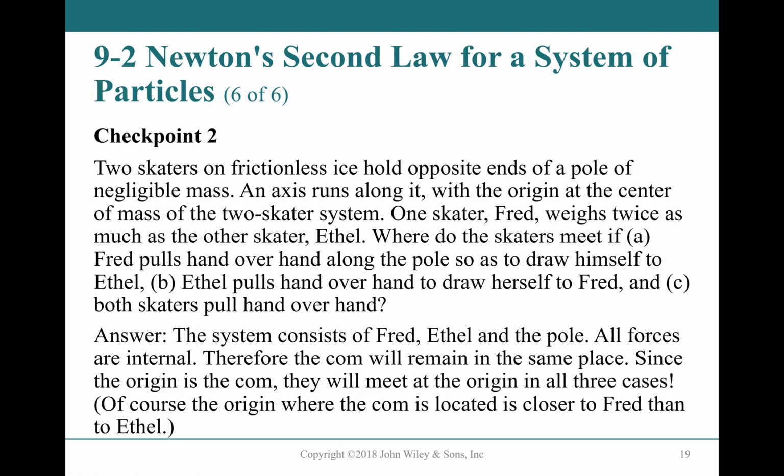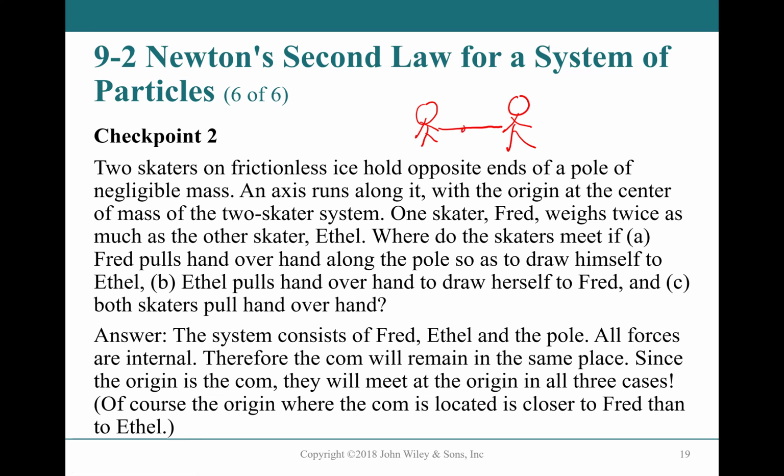So it's like this. Pole. Okay, so they are doing this. These three objects are in a system. Here, if you notice, this is a frictionless surface, so the forces between the skaters and the pole are internal. We do not have external forces. That's why the system consists of Fred, Ethan, and the pole, and all forces are internal. So there are no external forces.